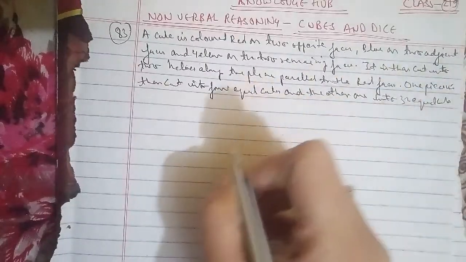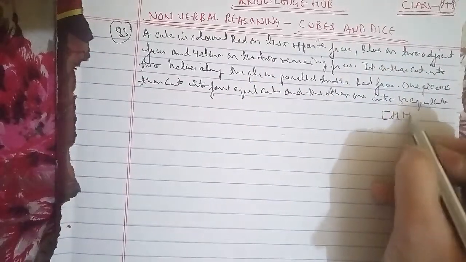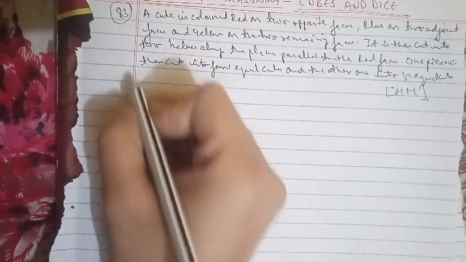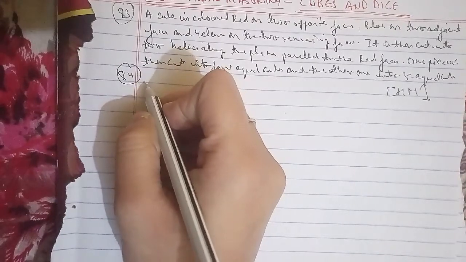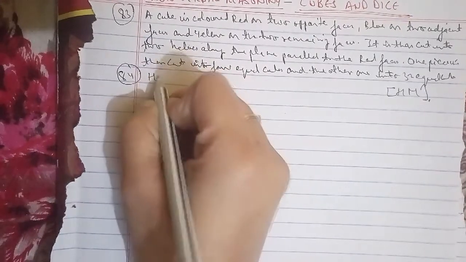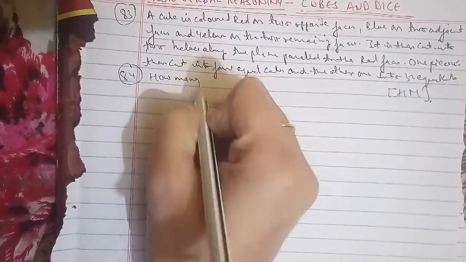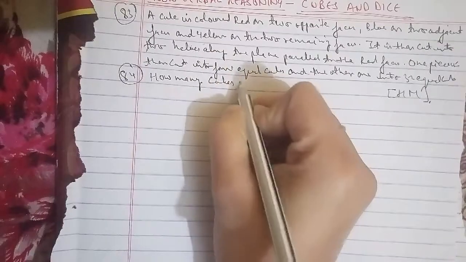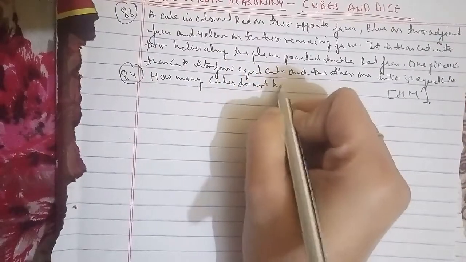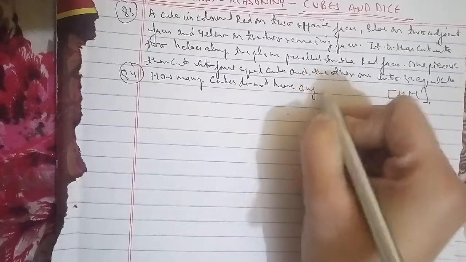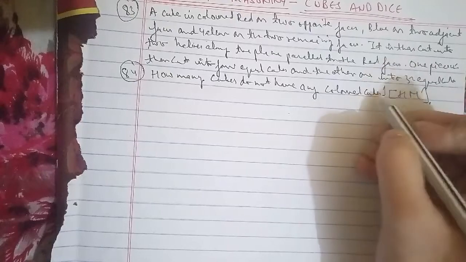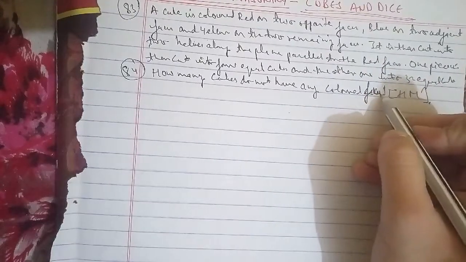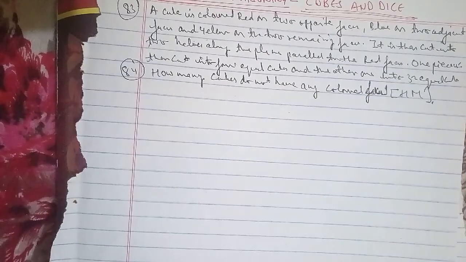The question asked here is the 84th question: how many cubes do not have any colored face? The options for the same are 0, 2, 4 and 8. That is important as well. So in the same case we go ahead.